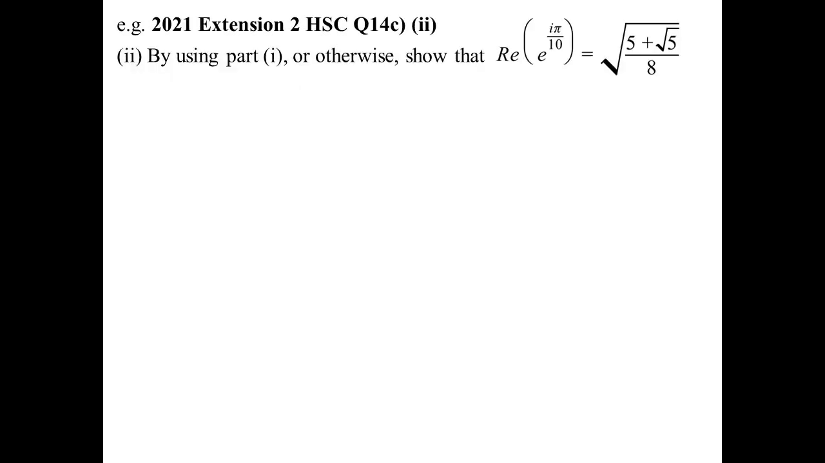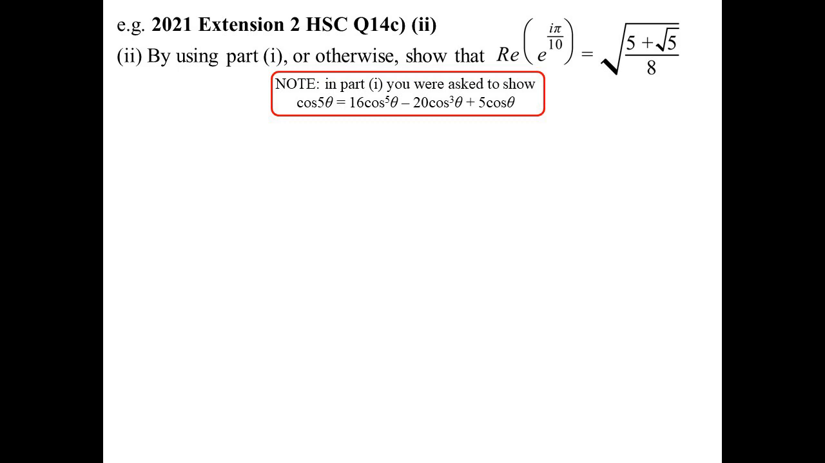2021 paper. By using part i or otherwise, show this expression. Now, I haven't bothered putting part i in. In part i, we simply had to prove this relationship. So that sort of question. Cos 5 theta was 16 cos to the power of 5 and so on. So you've gone and done that in part i. You now have that relationship. When they say by using or otherwise, use it. Sure, you can do whatever you like, but they're kind of giving you a big hint here that this is probably the best way of approaching the question.